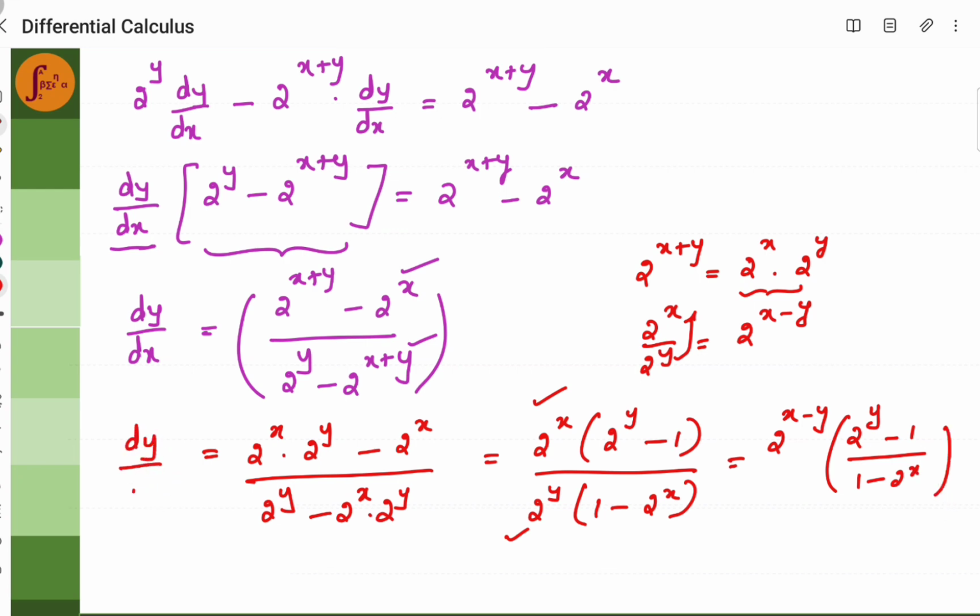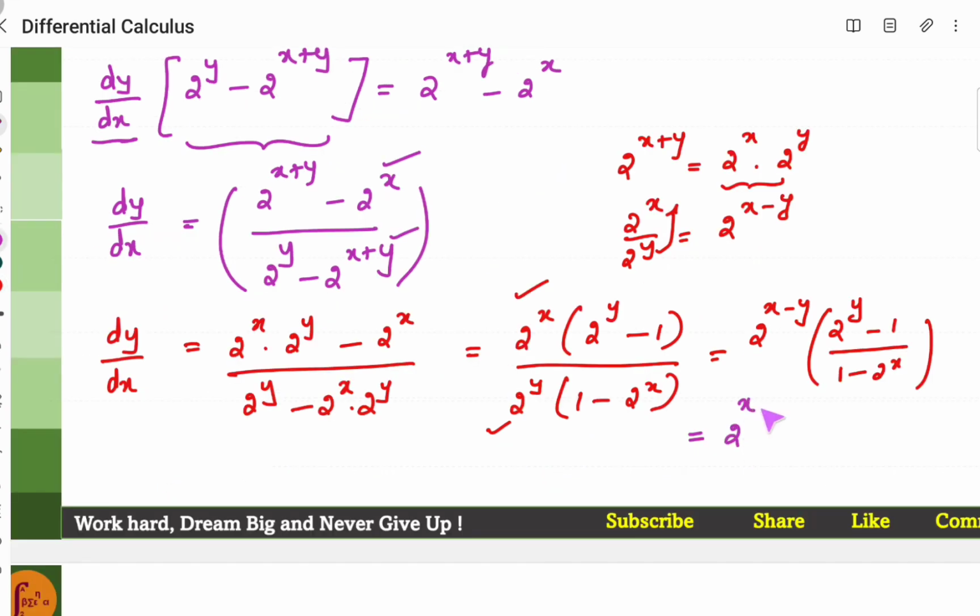This is dy by dx. You can write this like this also. You can put 1 minus 2 to the power y and take minus outside. Similarly here also, in the denominator you can write 2 to the power x minus 1 and take minus outside. Right? Like this. But here minus and minus will get cancelled, and you'll be left with this expression.